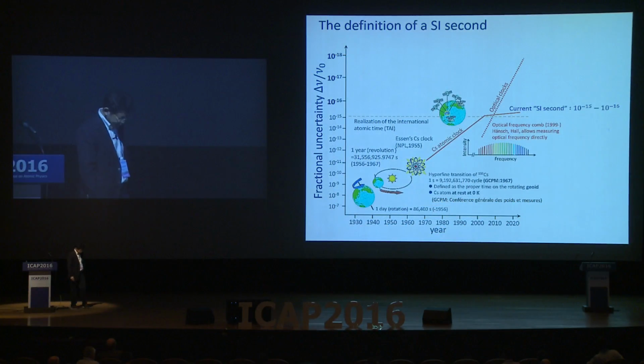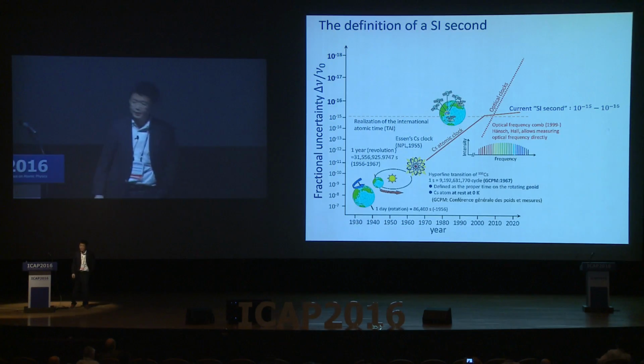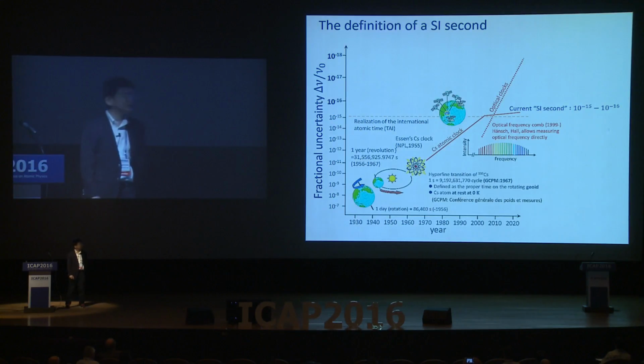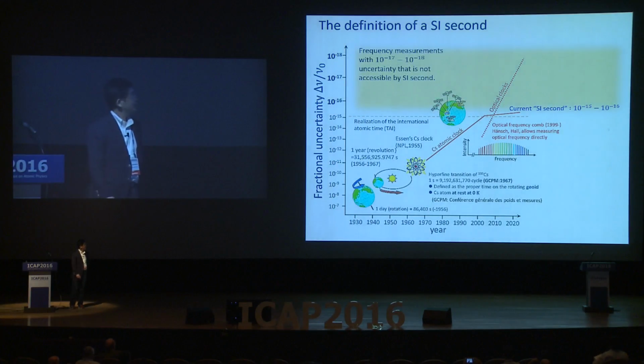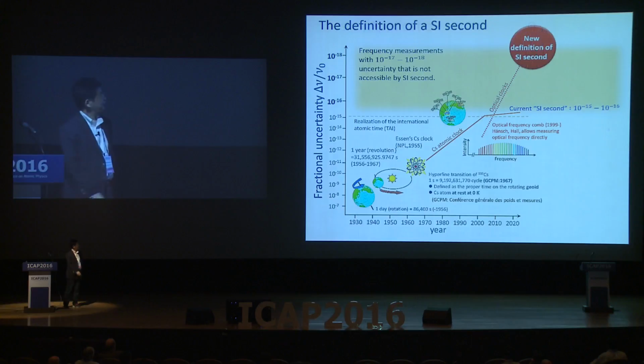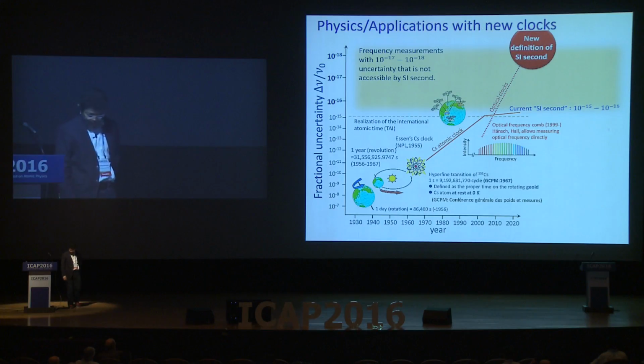This is the history of the SI second. We are using the cesium clock as the SI second, which is realized with uncertainty of mid 10 to the minus 16. And our target is here at the level of 10 to the minus 17 or 18, which is not expressed by the SI unit. And in the long run, the community expects the redefinition of the second in about 10 years.